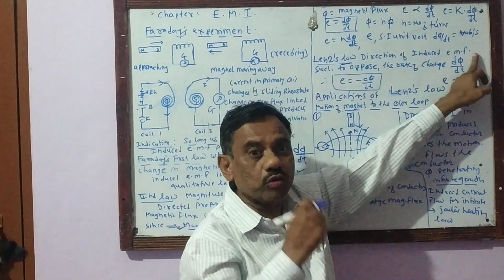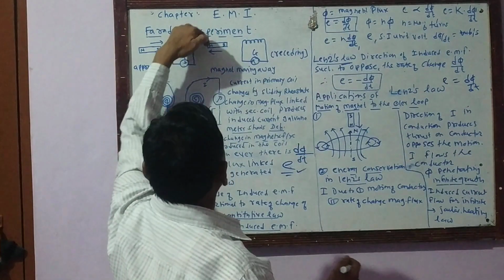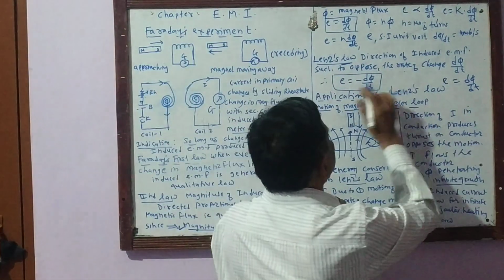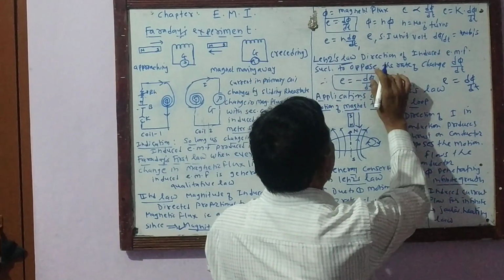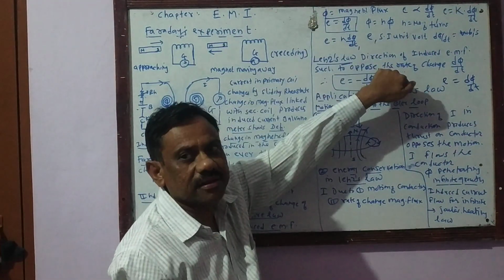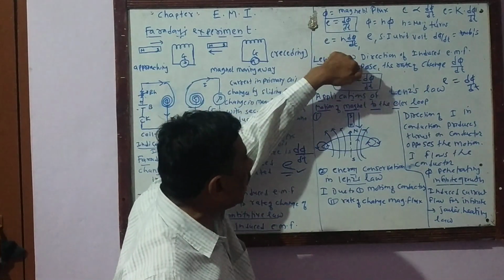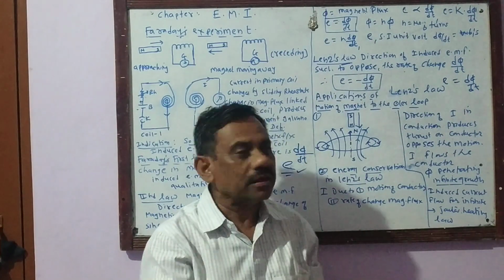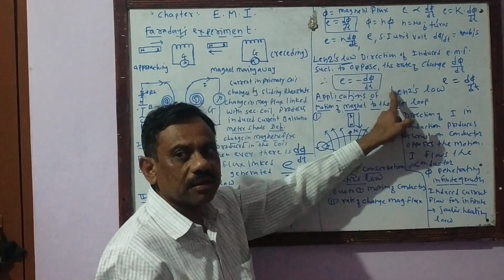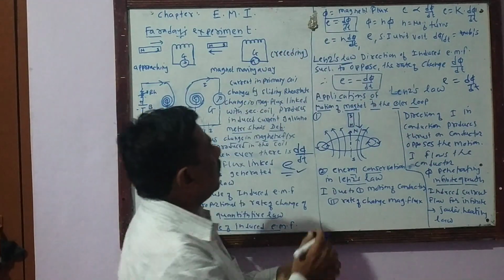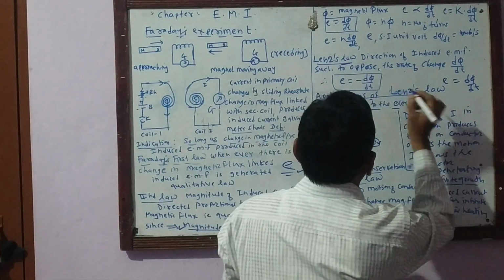The direction of induced EMF in the coil is such that it opposes the rate of change of flux, that is d phi by dt, and hence we can write E is equal to minus d phi by dt, because E and d phi by dt are in opposite directions. This negative sign indicates that the induced EMF opposes the rate of change of magnetic flux, and that is nothing but Lenz's law. Now let us see some applications of Lenz's law.